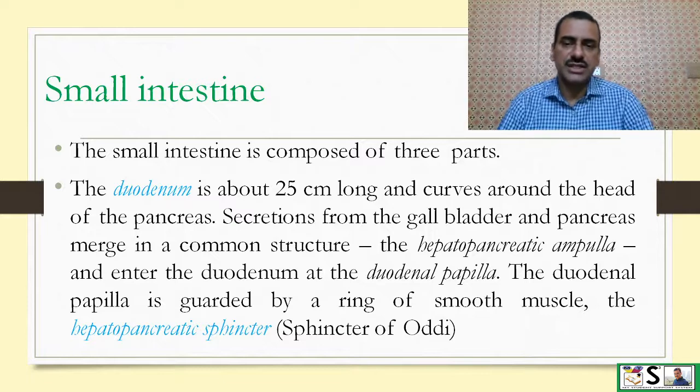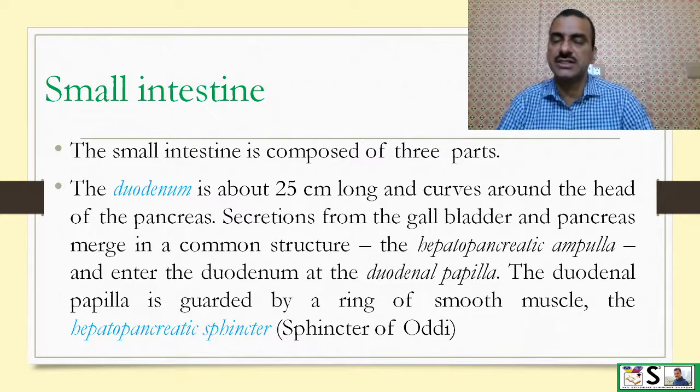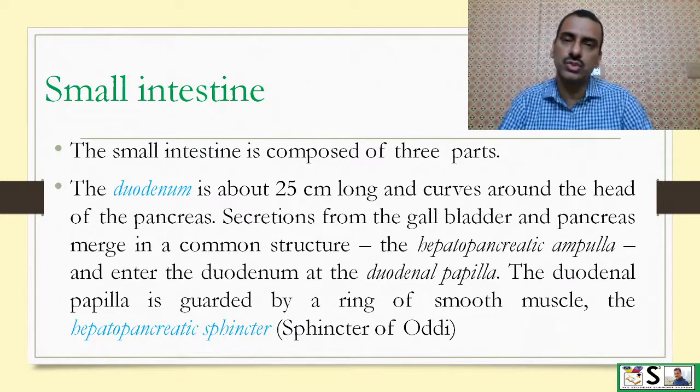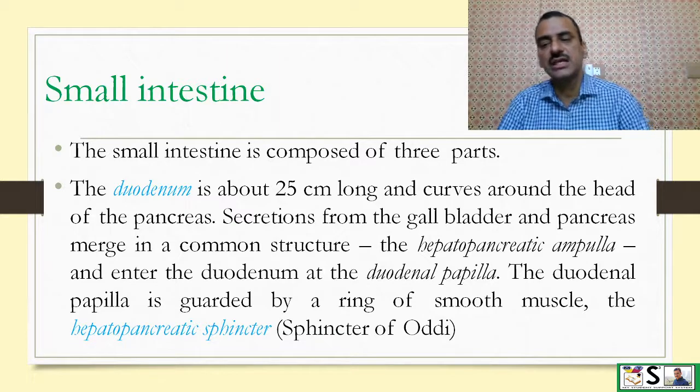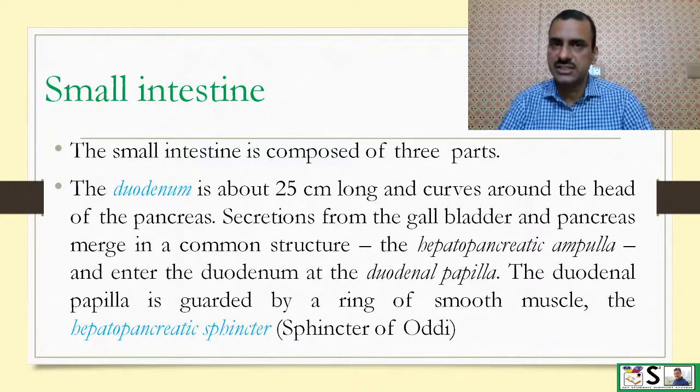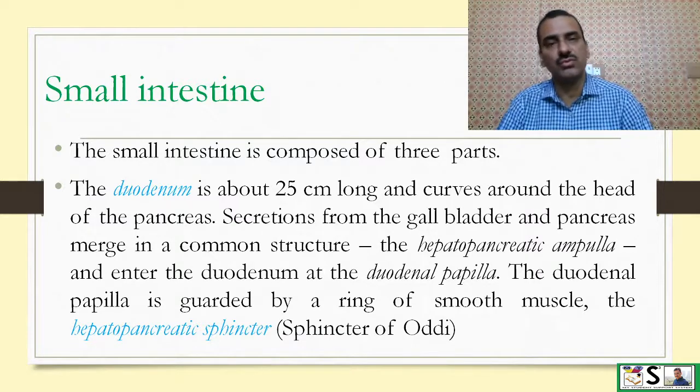The duodenum is about 25 centimeter long and it curves around the head of pancreas. Secretions from gallbladder and pancreas merge in a common structure, that is hepatopancreatic ampulla, and enter into the duodenum at duodenal papilla. The duodenal papilla is guarded by a ring of smooth muscles known as hepatopancreatic sphincter or sphincter of Oddi.